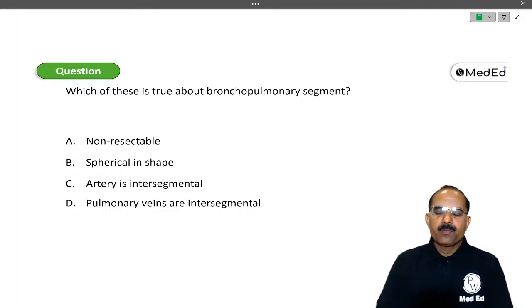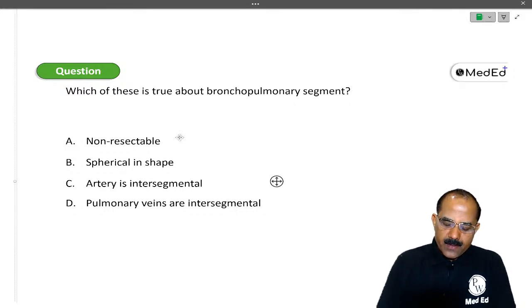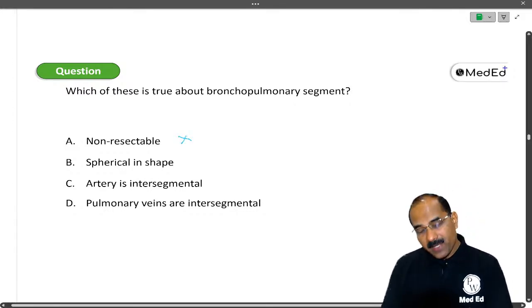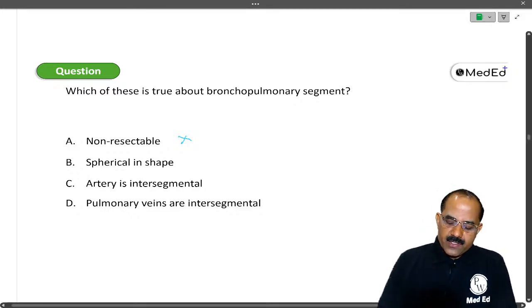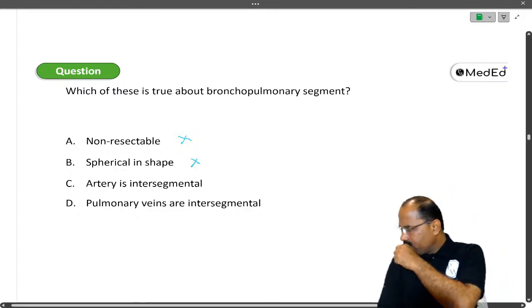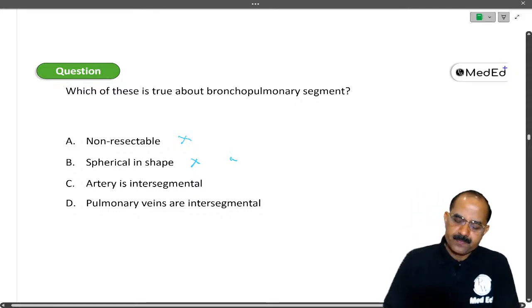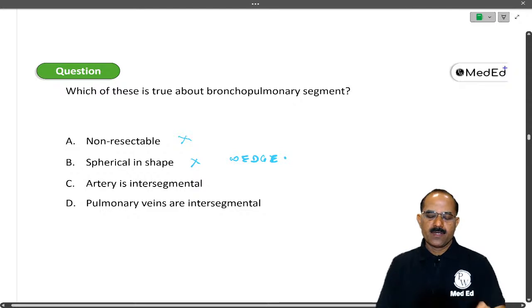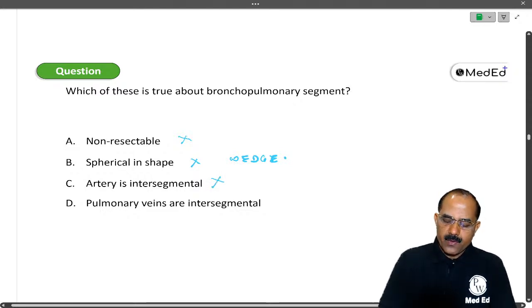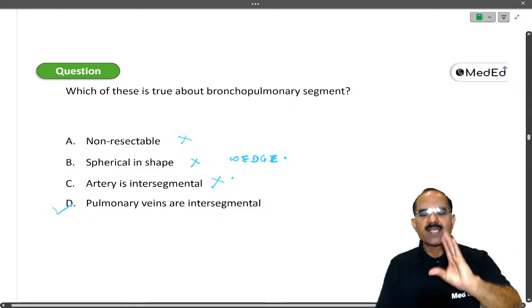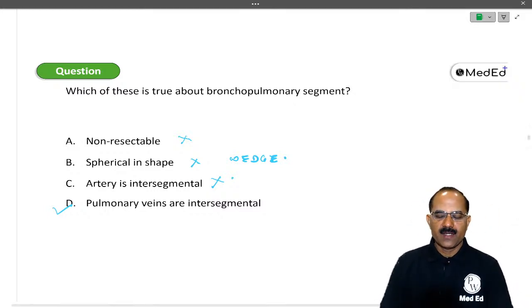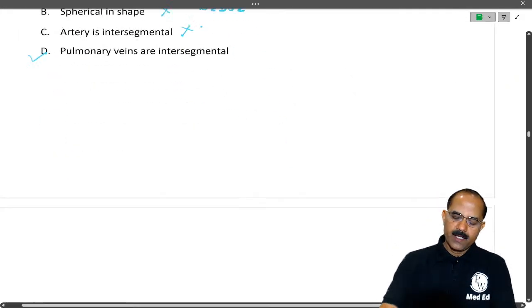Which of the following about bronchopulmonary segments is true? Non-resectable, wrong. No, it can be resected. Bronchopulmonary segment can be resected. Spherical in shape? No. It is wedge shaped. Arteries intersegmental? Wrong. The veins are intersegmental. Veins are intersegmental. I'll tell you this. हाँ ये मैं बोलता हूँ देखिए.